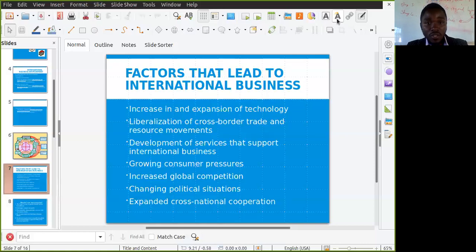And then the last point that we have on factors that lead to international business, we've got expanded cross-national corporations. These are corporations, for example, the SADC, which is a corporation in the southern region of Africa. These corporations involve countries coming together for a common benefit. And at the end of the day, we've got business entities which are called multinational enterprises. These are the factors that will make a firm or any business decide to go international.